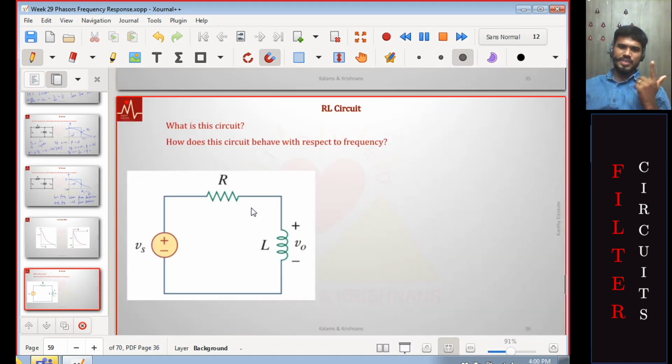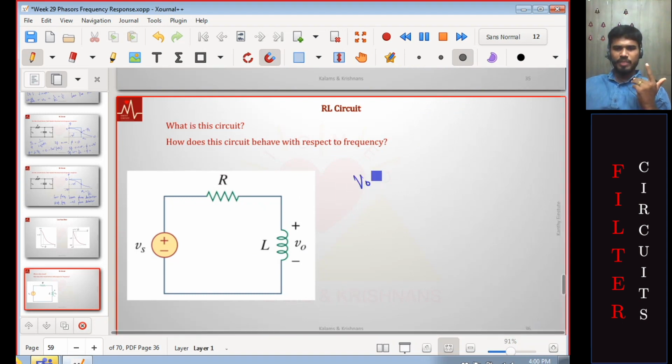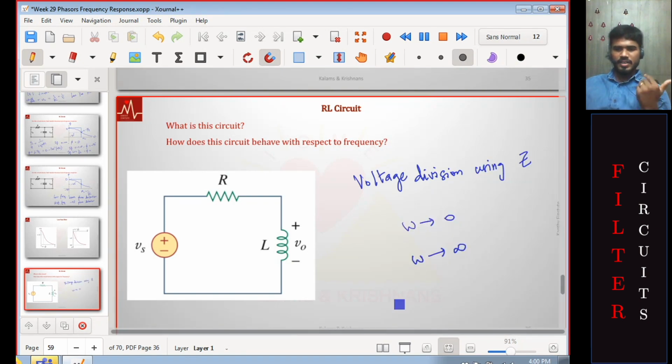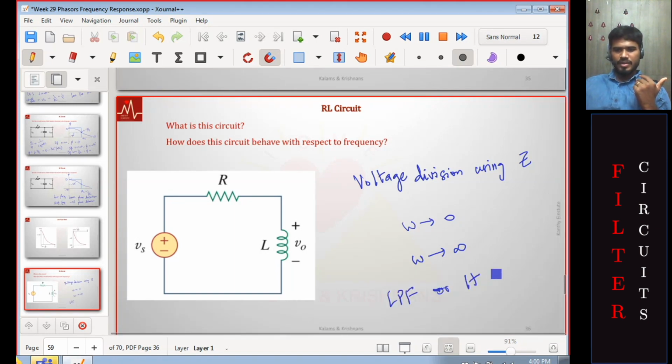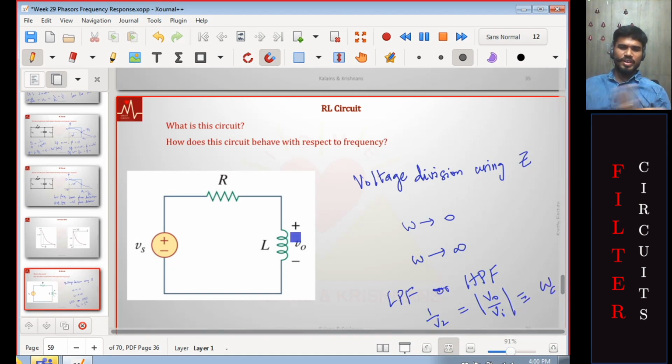Okay, so what is this circuit? How does this behave with respect to frequency? Again, voltage division of impedances. Redo whatever we did, so let's not redo it. What happens when omega tends to 0? What happens when omega tends to infinity? Then LPF or HPF? And then find out when this magnitude is 1 over root 2. This corresponds to cutoff frequency. You can actually close your eyes and guess here. What do you think is the cutoff frequency here?